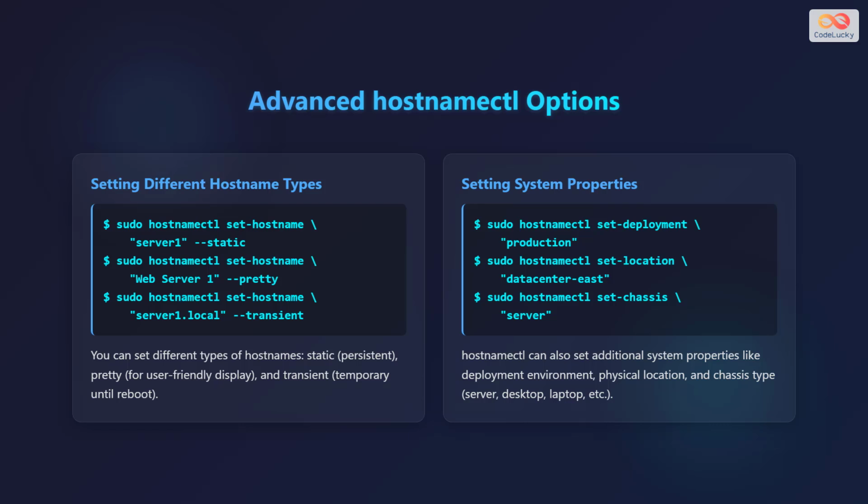Additionally, hostnamectl can set other system properties. For example, sudo hostnamectl set-deployment production sets the deployment environment, sudo hostnamectl set-location "data center east" sets the physical location, and sudo hostnamectl set-chassis server sets the chassis type.